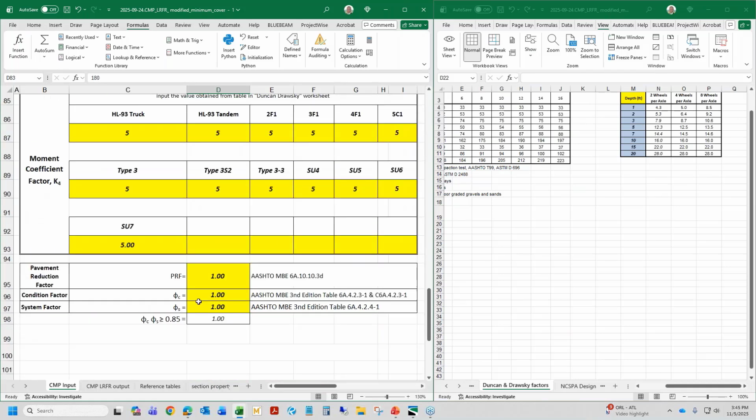Last input that we have is the pavement reduction factor, and the pavement reduction factor is a new addition to the MBE. What the pavement reduction factor does is it allows you to take into account the load spread that occurs because of the stiffness of a pavement. So if you have a situation where your load ratings aren't working, this is a way that you could actually help to improve the load spread, which would basically decrease the pressure on the pipe and could potentially get you in a situation where something that didn't work previously may work.